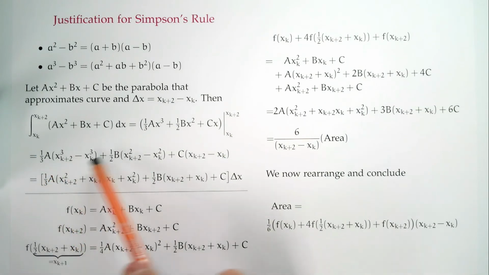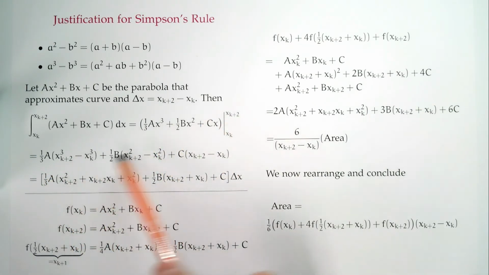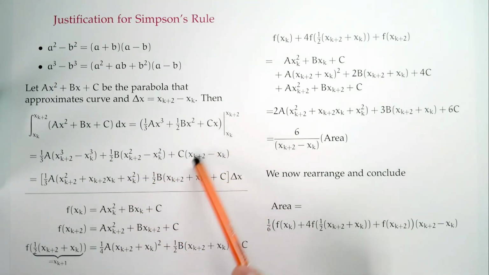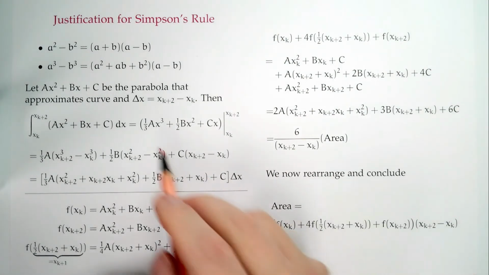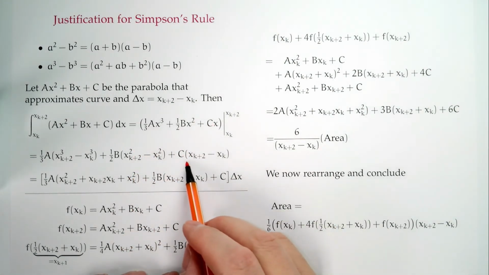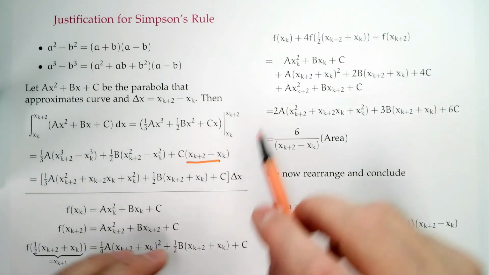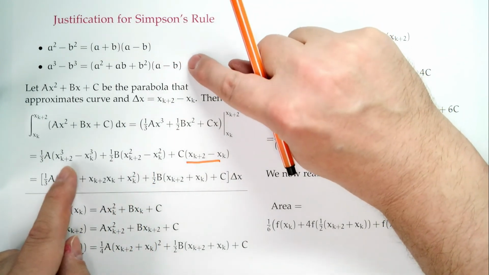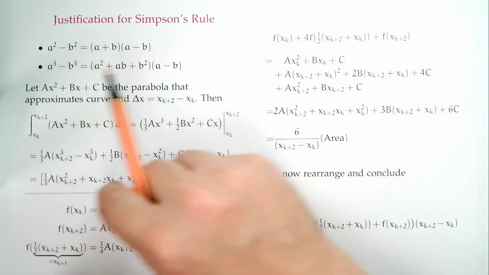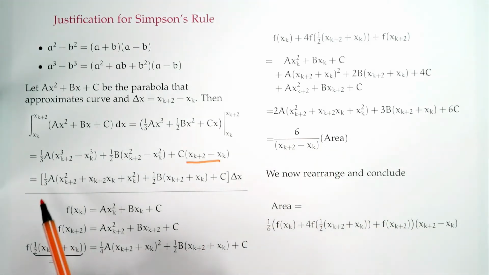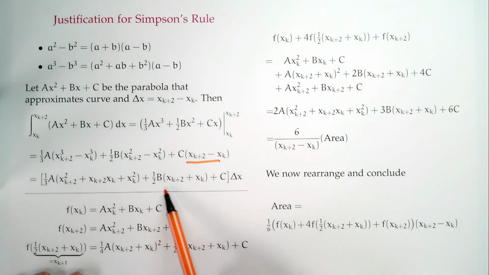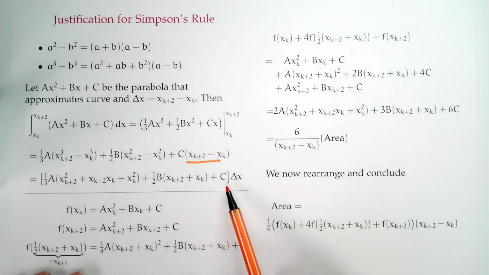So it's 1/3 a times (xk plus 2 cubed minus xk cubed), 1/2 b times (xk plus 2 squared minus xk squared), and then c times (xk plus 2 minus xk). So we're going to call our delta x that, xk plus 2 minus xk. See how there's a delta x here? But there's also going to be a delta x here because of difference of squares. And there's also going to be a delta x there because of difference of squares. So you pull it out. And when you do, you're going to be left with 1/3 times a times this expression plus 1/2 times b times that expression plus c.